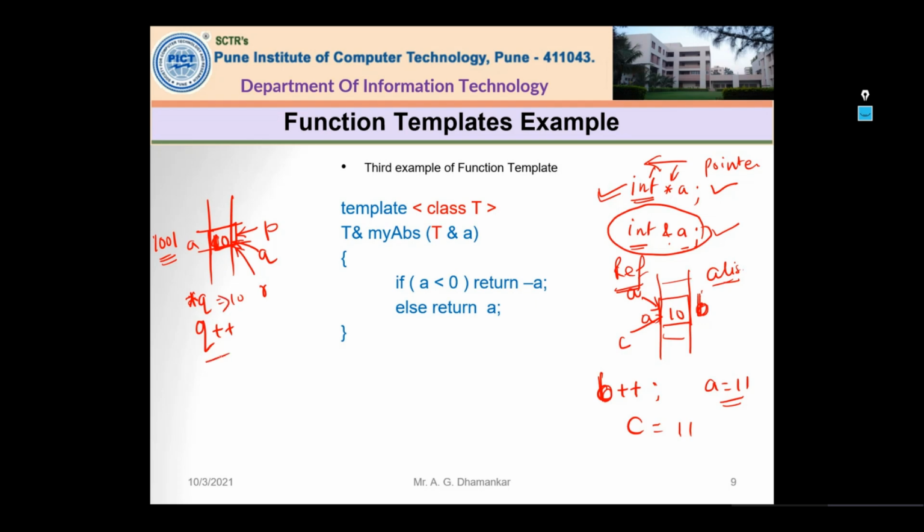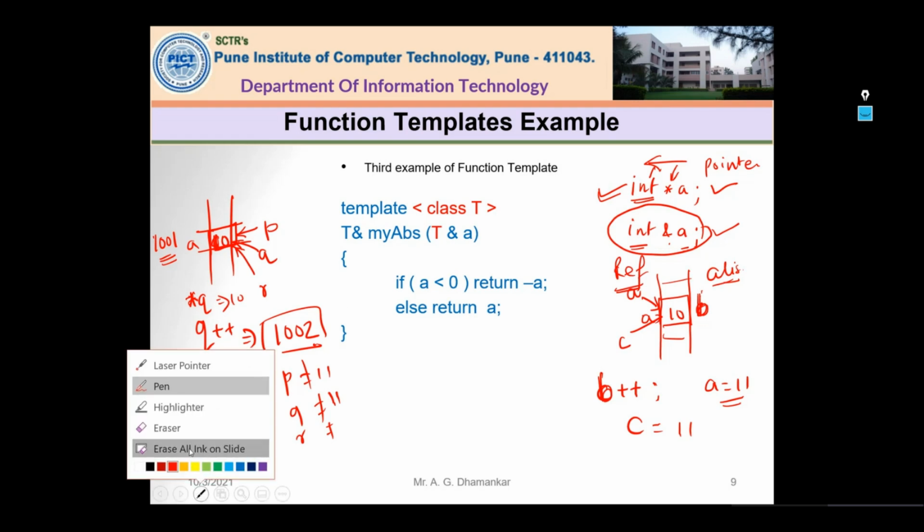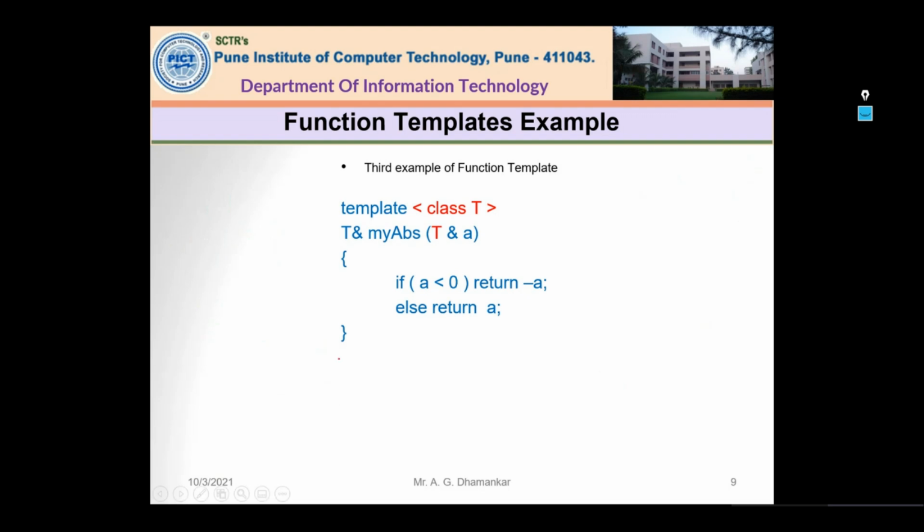Okay, and somebody is saying that Q plus plus, then definitely the next address will be updated to 2. Okay, not 11, right? P, Q, R will not be 11. This is the difference between pointers and references. Hope you understood. Please refer to any book for references. Okay, right? References are introduced only in C++.